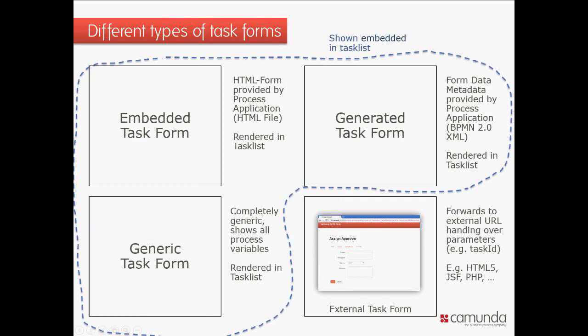Fourth possibility you have is you can use a completely different technology, like we have customers using PHP or JSF or Wicket or Vaadin or whatever, or maybe even your own HTML5 application. Then you can basically enter the URL of that, and we call the external form from our task list and hand over the task ID, so that task form can get all the variables, all the data it needs to render the form from our engine via, for example, the Java REST API. Then completing the task and basically redirecting back to our task list. That works pretty good as well.